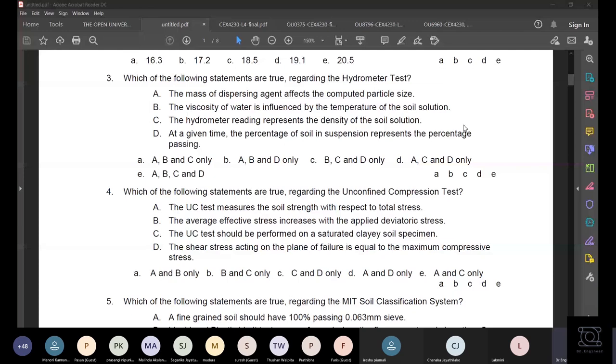At a given time, the percentage of soil in suspension. Sir, it only measures the percentage of soil settlement, no? Percentage of passing. Right. So there is a contradiction here. The percentage of soil in suspension is not percent passing, it is percentage cumulative. If you talk with me, I can't do this. If you have any doubts, wait and we'll discuss it later. We had the same issue last time. While I was explaining, someone else was talking, so I couldn't do it properly. So remain silent and we'll talk about it.